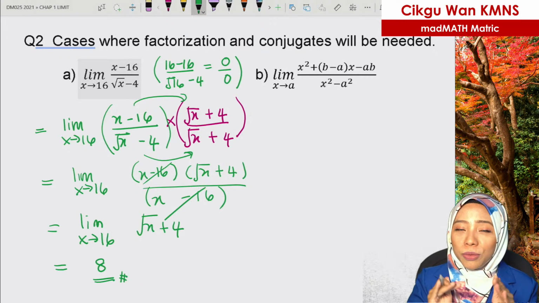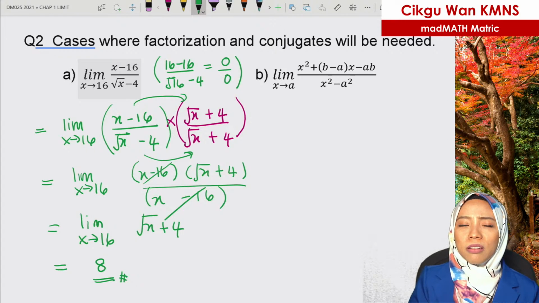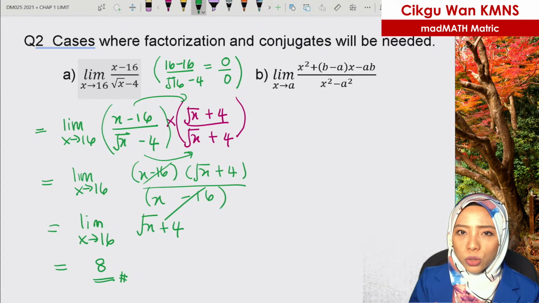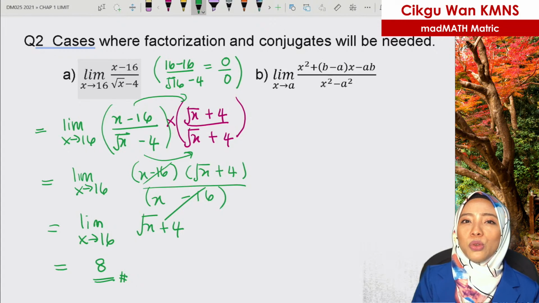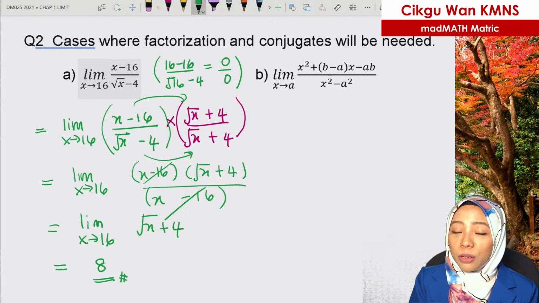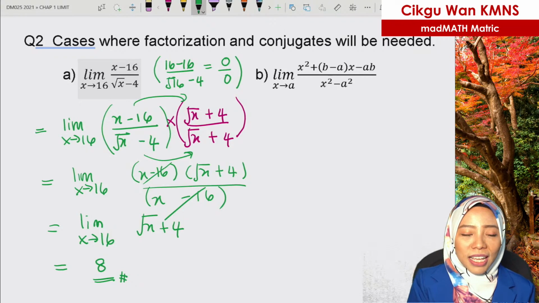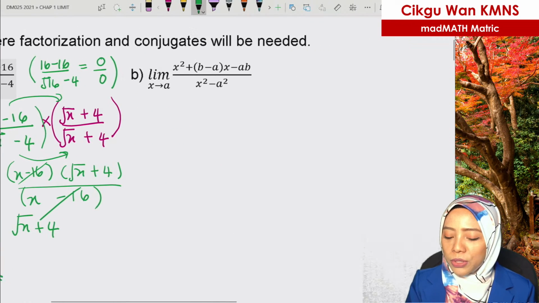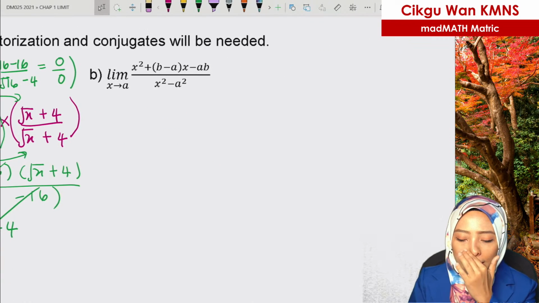Okay, I really hope that you understand very clearly, because if you really understand what you are doing, no matter what question is given to you, you may answer correctly. Okay, can we proceed? Okay, we're going to proceed to question B.